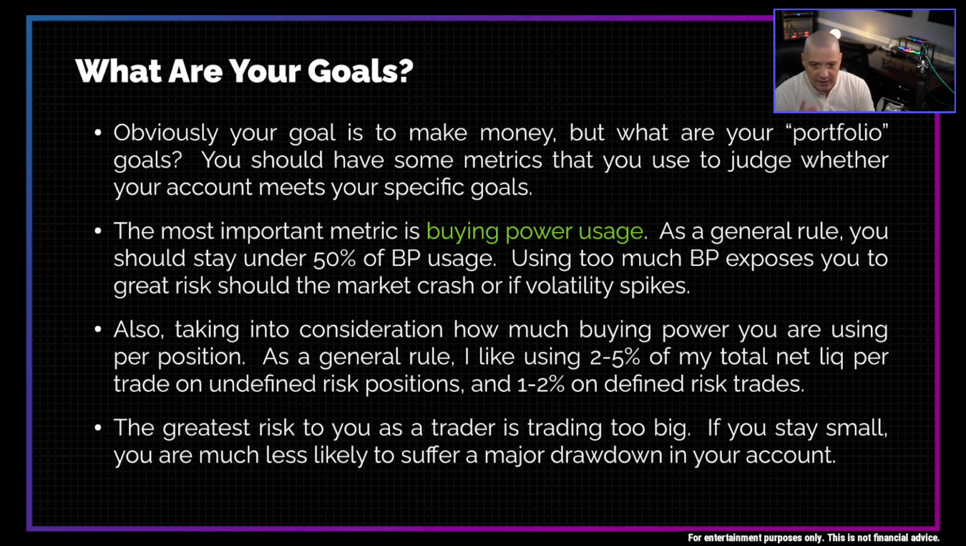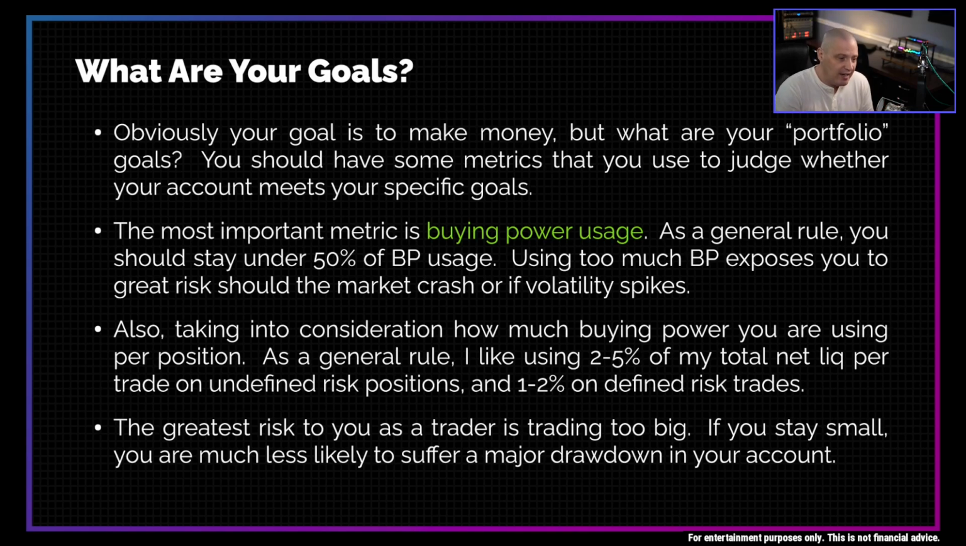Some other important metrics to take into consideration include how much buying power you're using per position. As a general rule, we're going to divide our options trades up into two types of trades. They are undefined risk trades, so your naked options, your naked puts, your naked calls, your naked strangles, any kind of strategy that has a naked put or a naked call as part of the strategy. Those are undefined risk trades. We treat them separately than defined risk trades, which are your spreads. And as a general rule for undefined risk positions, you want to use 2 to 5% of your total net liq per trade. That's a me rule.